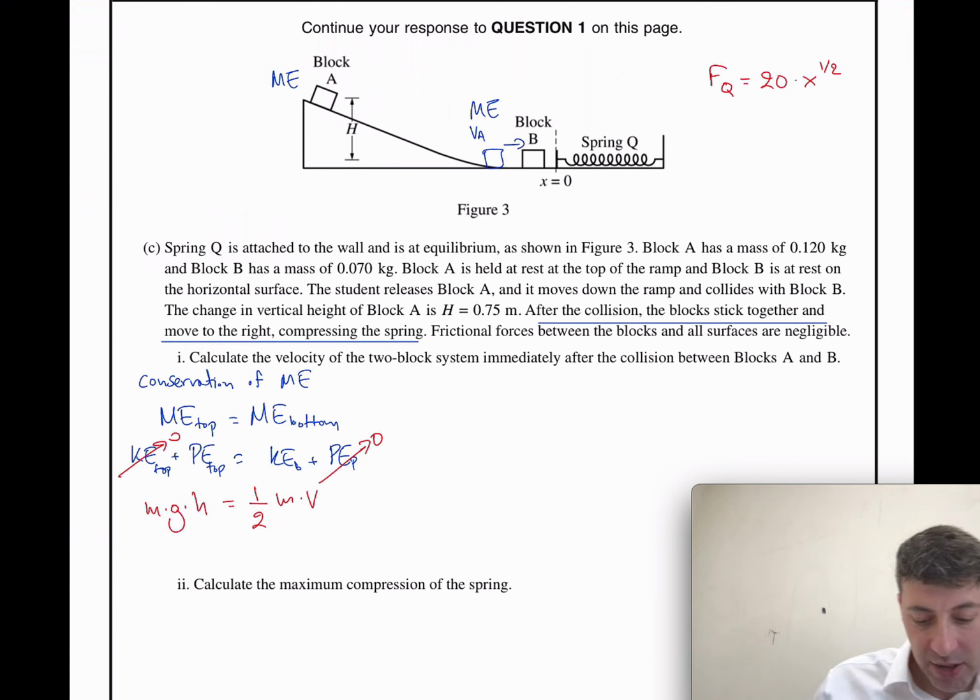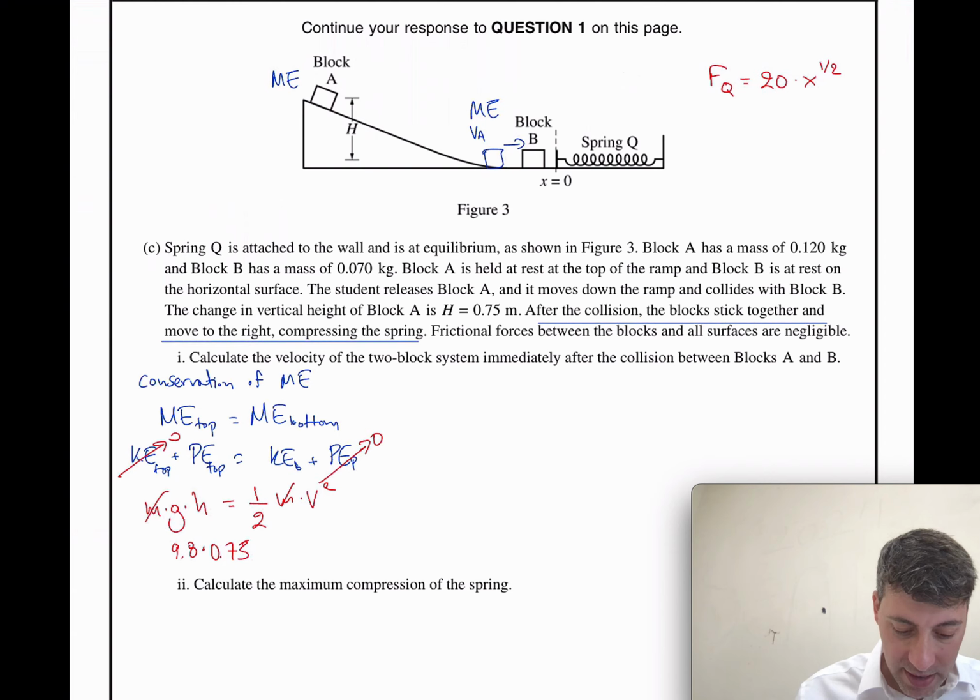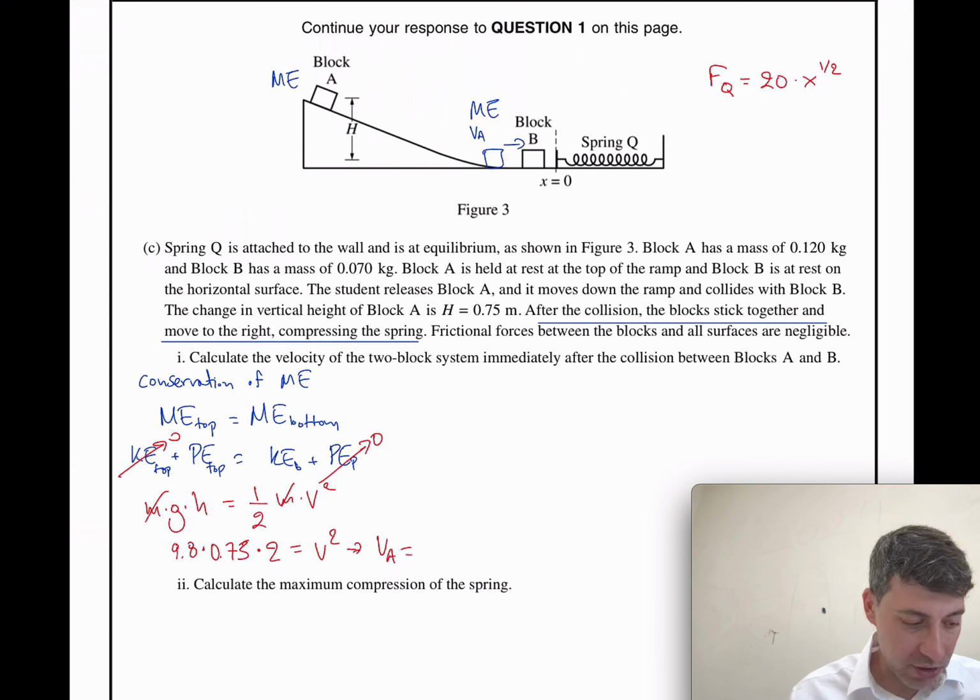I will need to bring a calculator for this, I believe. The mass is cancelled, and if we place the values for g, which is 9.8, the height that I believe is given, 0.75, and we multiply by 2 to cancel the 1 over 2, we'll get v squared, and from this we bring 2 times 0.75 times 9.8 and then root it. We find that the value for the velocity of object A just before the collision is approximately 3.8 meters per second.